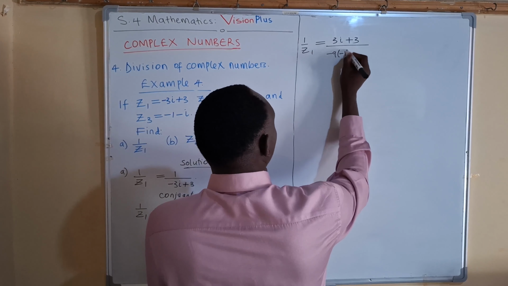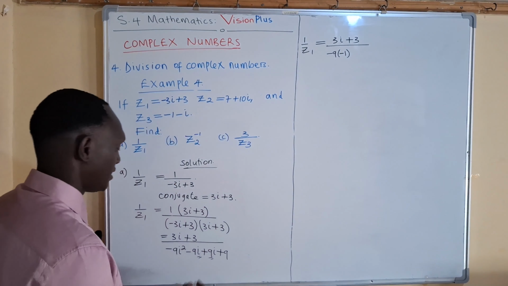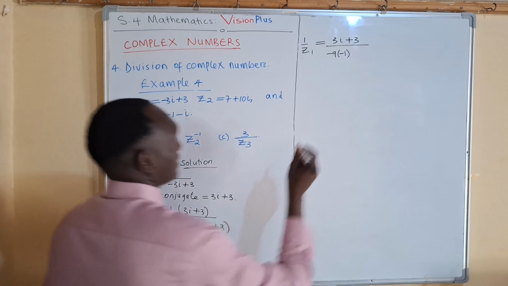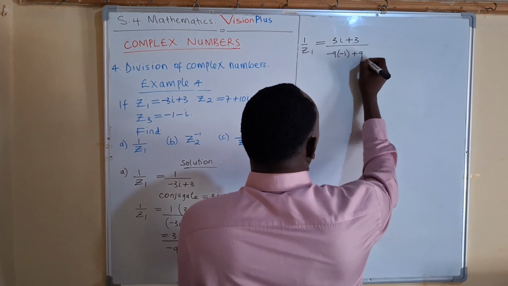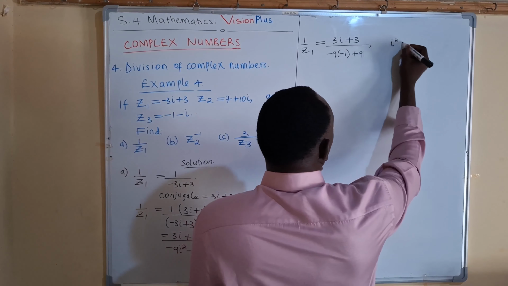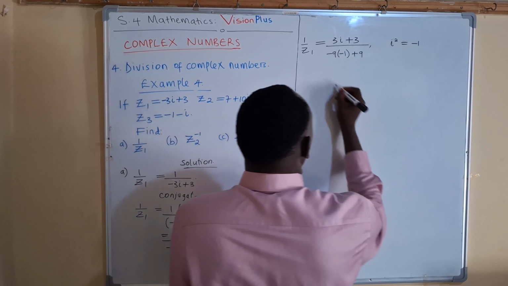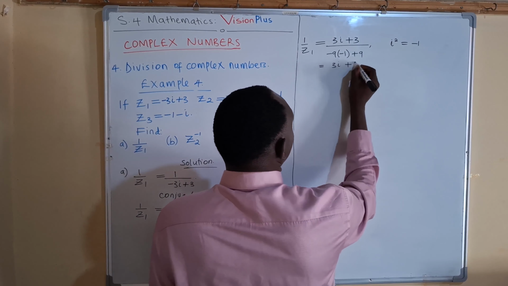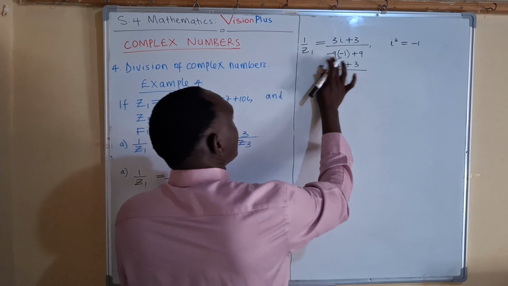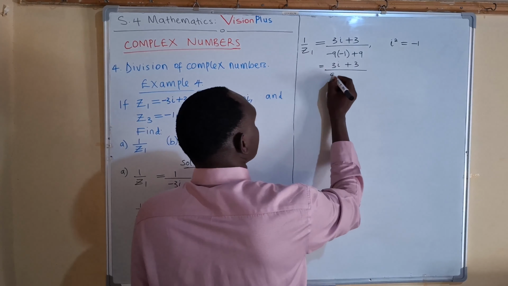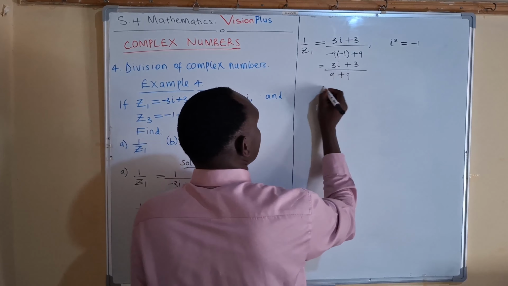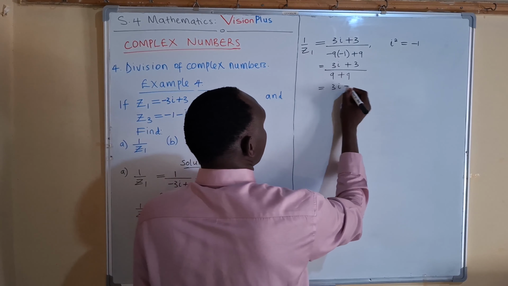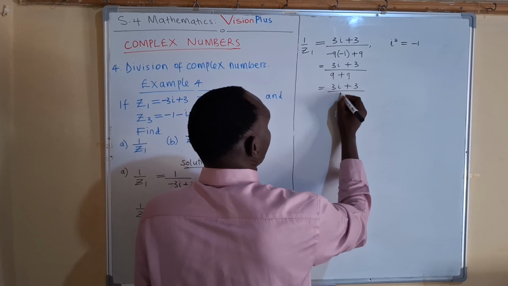But what is i squared? i squared is negative 1. This and this have cancelled, plus 9. Here plus 9. Here we will apply that i squared equals negative 1. So we continue here to have 3i plus 3 out of negative 9 times negative 1, which is 9, plus 9. This gives us 3i plus 3 out of 18.